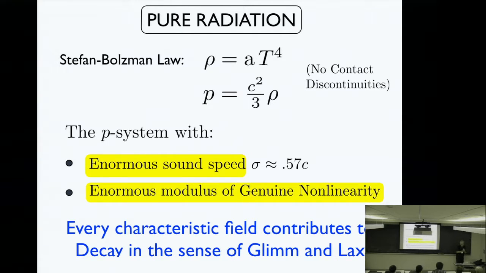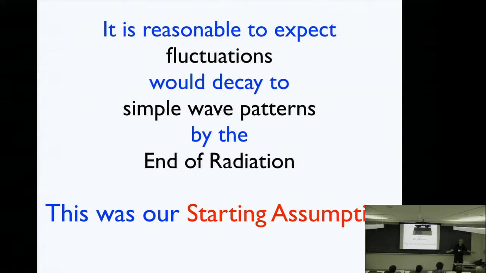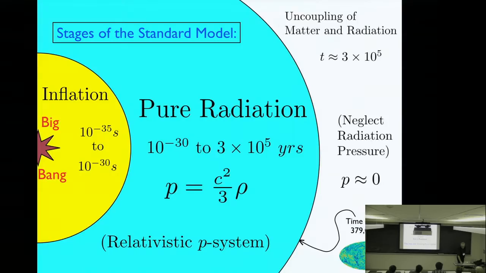pure radiation, the equation of state, rho is a t to the fourth, p is c squared over 3 rho, with a sound speed of c over the square root of 3, it's over half the speed of light. Everyone who knows conservation laws knows that contact discontinuities are closed out, all the nonlinear fields lead to decay, and you'd expect to get decay to simple waveforms just from conservation laws. So that's where we started. We said maybe it's reasonable to expect that fluctuations would decay to simple wave patterns by the end of the radiation epoch. That was our starting point.